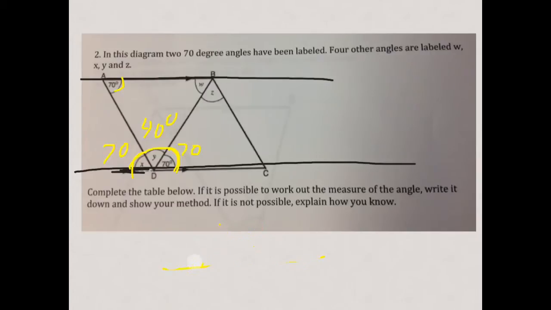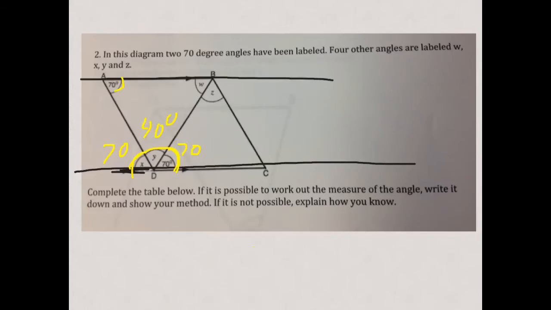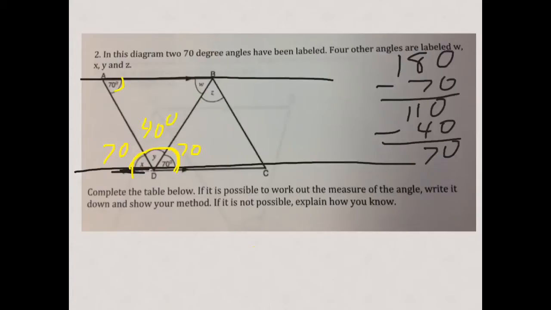Okay, so now we found a second one. Y is equal to 40. Now we need to find W. Well, if I know two angles from a triangle, I can find the third by understanding that all three angles equal 180. So if I know 70, that's 110, I'll take that away. Take away 40, which is the other angle I know, and I'm left with 70. So W is equal to 70.